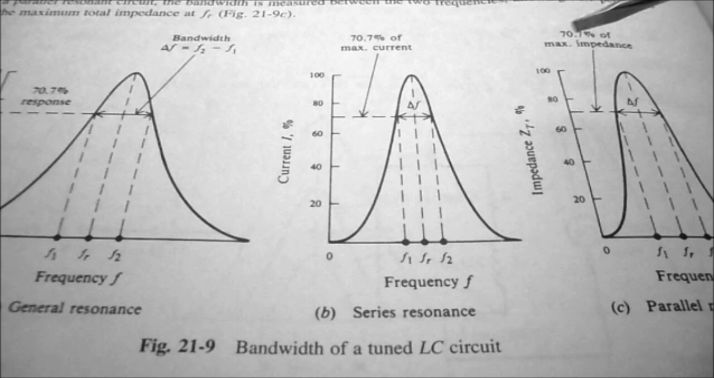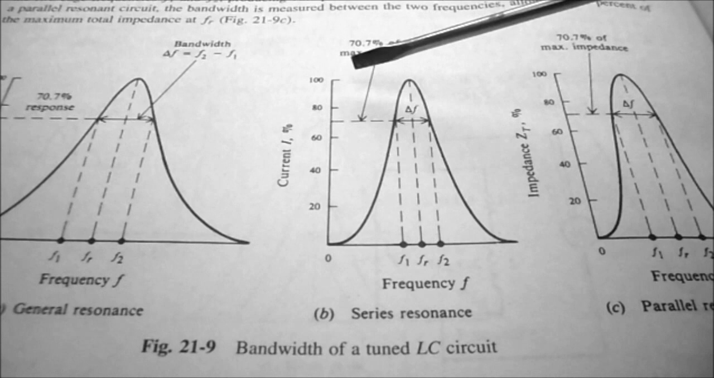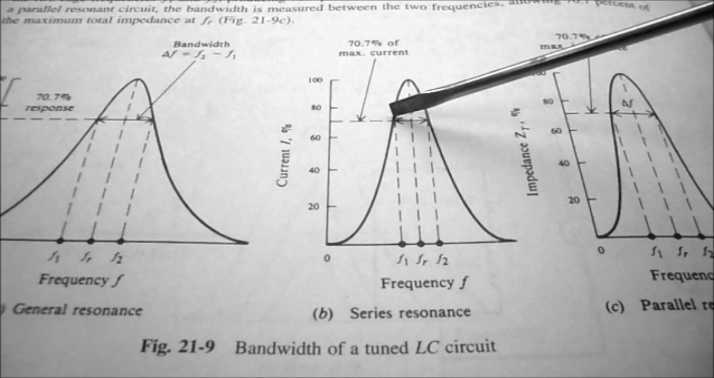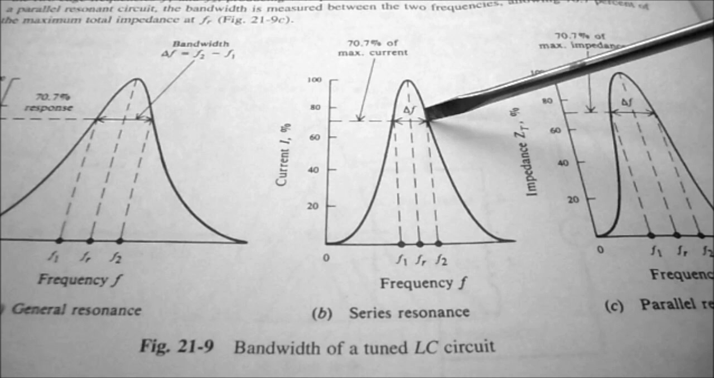So here in figure 21-9, we can see the bandwidth of a tuned LC circuit, and you can see that for series resonance, we're looking at current as a percentage of the total current at resonance, and when we're at 70.7% of maximum on either side, those are considered your two edge frequencies. So F1 is the lower edge, and F2 is the upper edge.